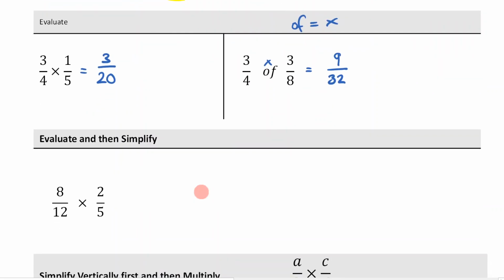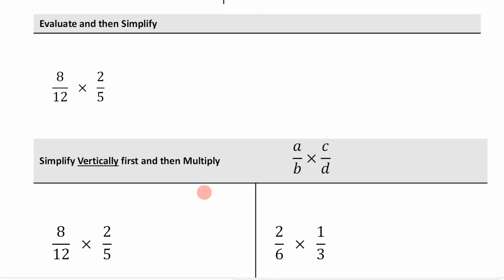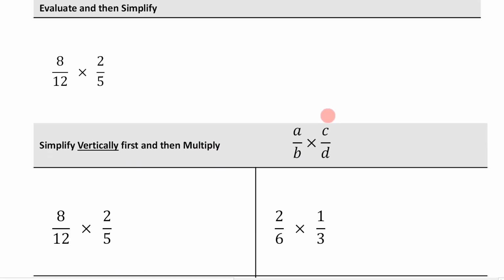All right, let's look at a question that's a little bit more difficult. So here it says, evaluate and then simplify. 8 on 12 times 2 on 5. So let's do what we know. We'll go 8 times 2 is 16. Then 12 times 5, that's going to be 60. Now, we know that I can't leave my answer like this. We can never leave it like this.